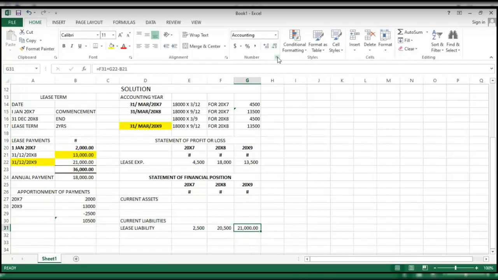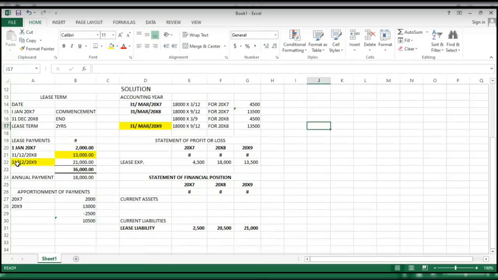I hope we get the logic. This is going to be our liability appearing on the face of the financial statement for these 3 years. So liability as at the end of 20X7 is 2,500. Liability at the end of 20X8 is 20,500. Liability at the end of 20X9, which is 31st December 20X9, is 21,000 naira. So this money was actually paid in the accounting year of 20X10, which falls under the category of 31st December 20X9.